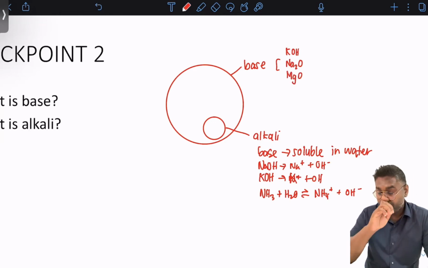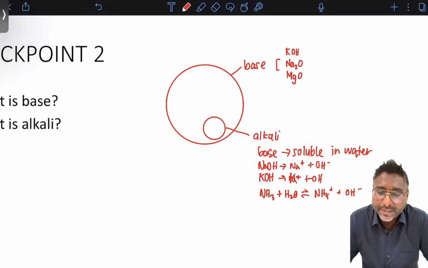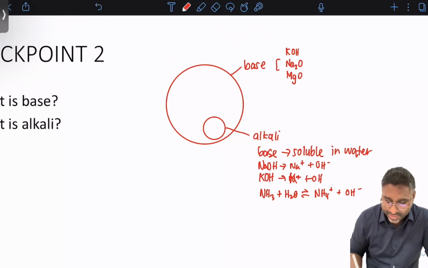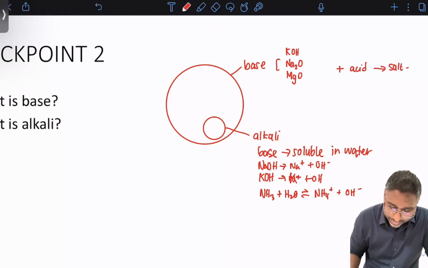Do remember, group 1 and group 2 are known as alkali metals, so when they react with water, they are going to give you an alkaline solution. All of these are considered to be oxides or hydroxides, and when they react with acid, they will give you salt and water. So what is a base?